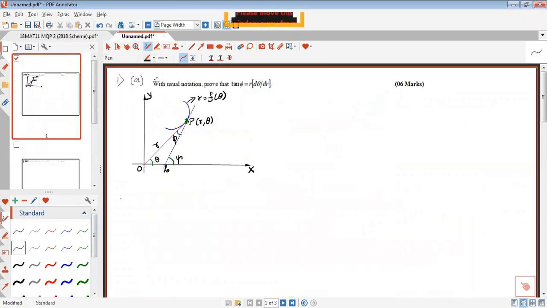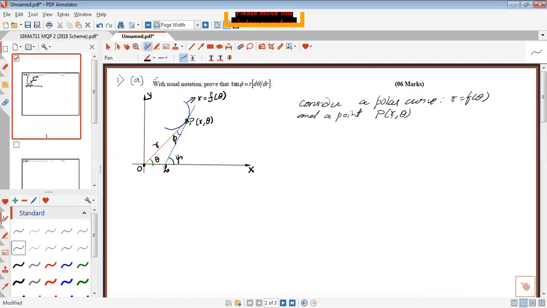First we need to draw this diagram, that is the initial axis OX, and this is called the pole. The origin is called the pole in polar coordinates. Consider a polar curve r is equal to f of theta and a point P of r comma theta.